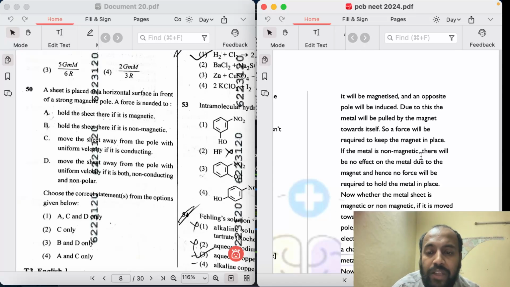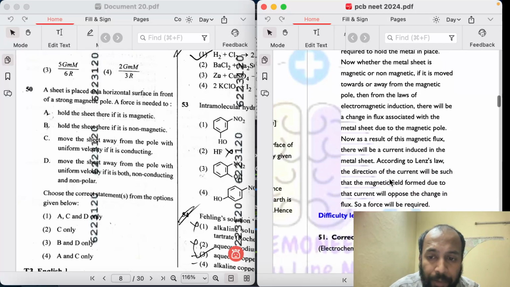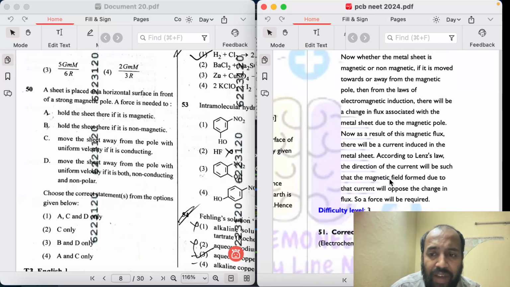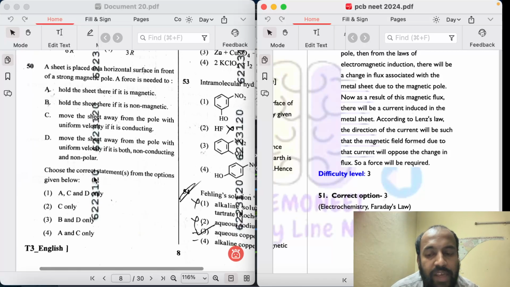Now if the metal is non-magnetic, there will be no effect on the metal due to the magnet. Hence there is no force required. Now whether the metal sheet is magnetic or non-magnetic, if we move it towards or away, the laws of electromagnetic induction say that there will be a change in flux associated with this metal sheet due to the magnetic pole. This will result in a current induced in the metal sheet. Now according to Lenz's law, this will try to reduce the cause. The magnetic field formed due to that current will oppose the change in flux, so a force will be required. So if you move it away or towards, in both cases there will be a force required. So the correct option for this would be A, C and D.